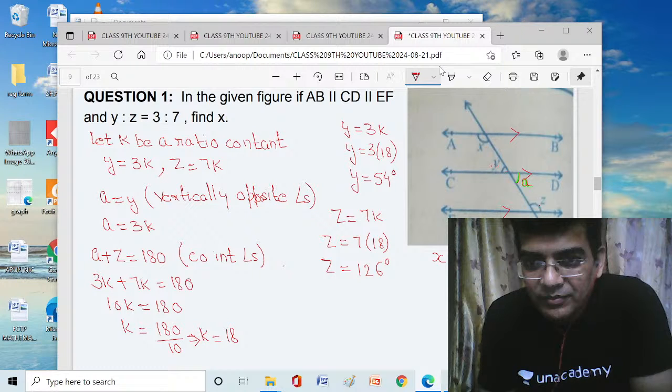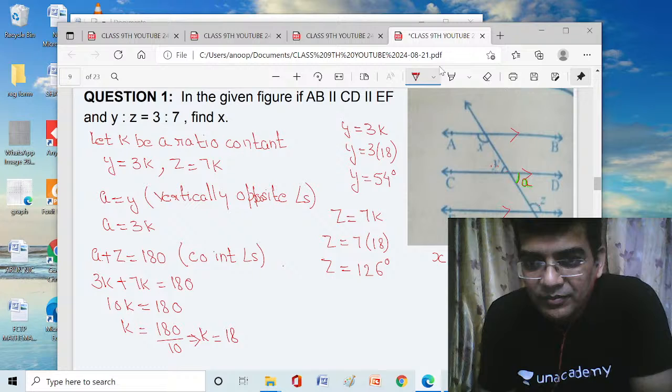First of all, they gave us the ratio for y and z, and the ratio for y and z was given 3:7. So I took a ratio constant k, y was considered as 3k, z was considered as 7k. Now, before solving them, here I have marked a equal to y. Now why a is equal to y? Because they are vertically opposite angles. So a will also be 3k as it is equal to y.